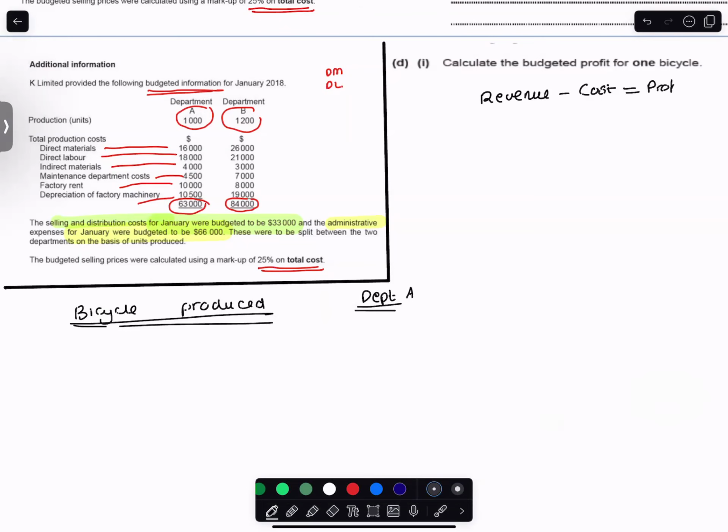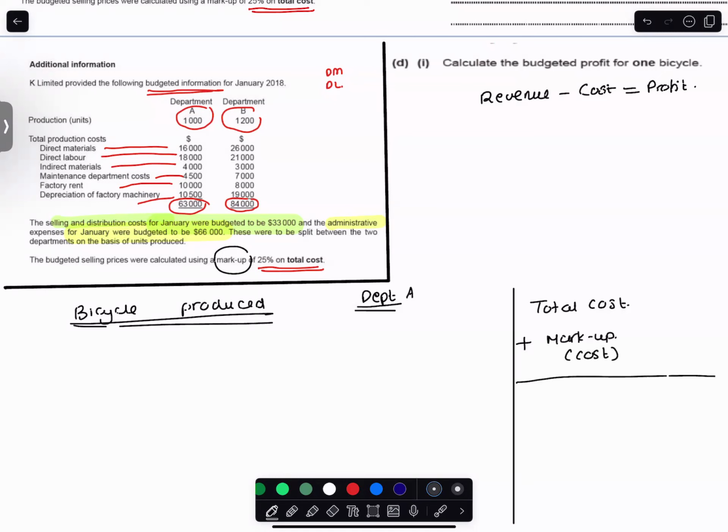Are you with me? Have they given me the revenue? Where? Oh, no. See, they told me that from the total cost, you will add up the markup. Markup is on cost, 25% of total cost. So you get the selling price.